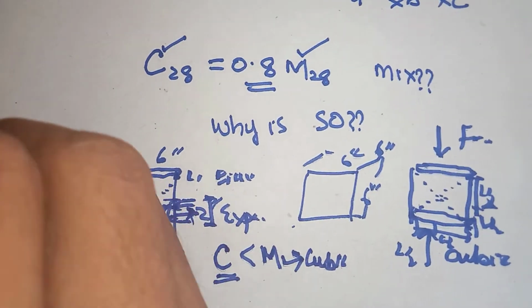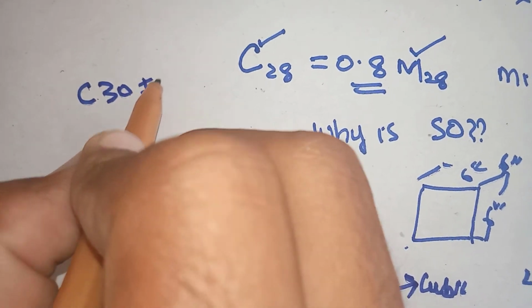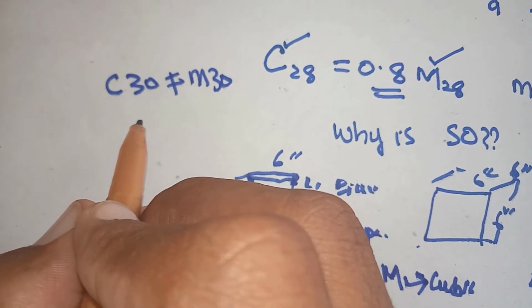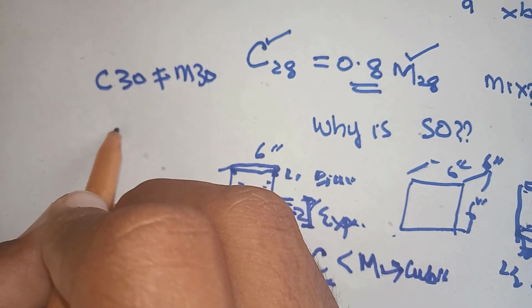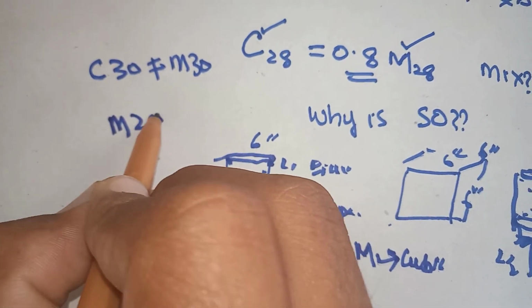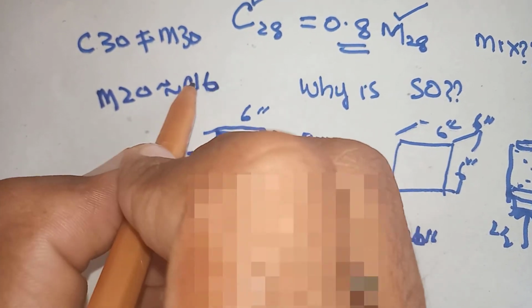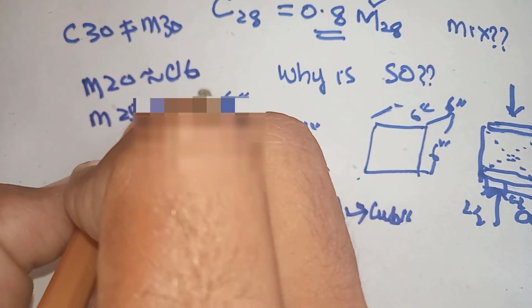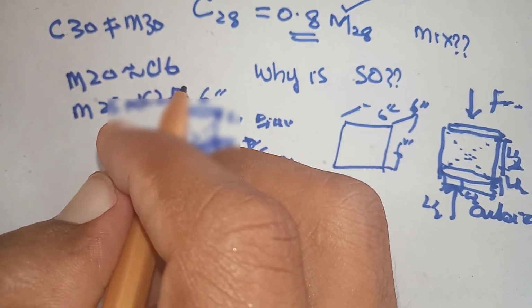So we should remember that C30 is not equal to M30. In this regard, we can say that M20 is almost equal to C16, while M25 is equal to C20.